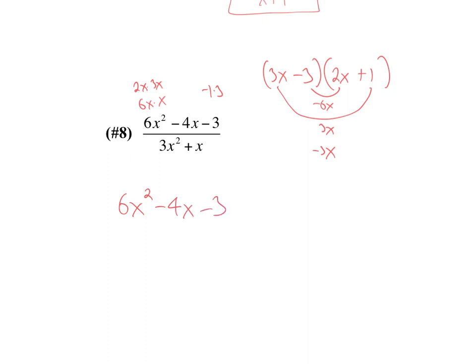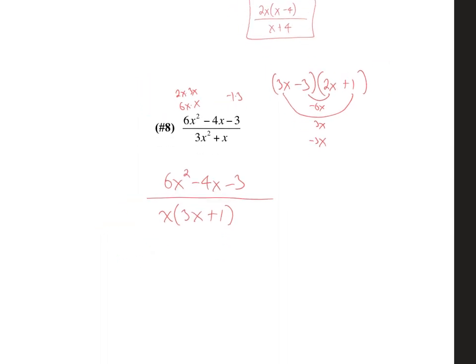But on the bottom, can we pull out any GCF or do any factoring? Yeah, we can pull out an x. X is our GCF, and we're left with 3x plus 1. And then that's going to be as far as we can go. That's our answer. All right, kind of a tricky one, but that's as far as we can go.